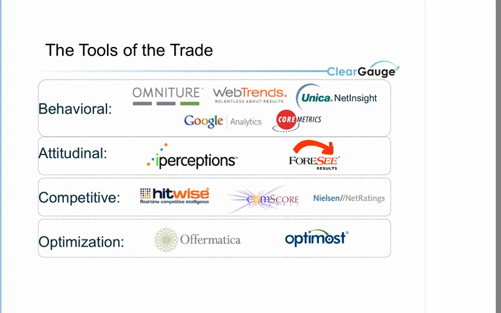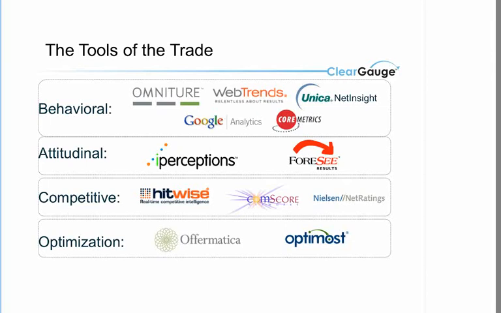So what are some of the tools of the trade? We've mentioned some of these throughout the presentations, but I just want to recap so people can categorize, as they hear tool names out in the marketplace, what is used in which situation. Behavioral web analytics is what you get from installing a web analytics platform, such as Omniture, WebTrends, Google Analytics, Core Metrics, or Unica NetInsight.